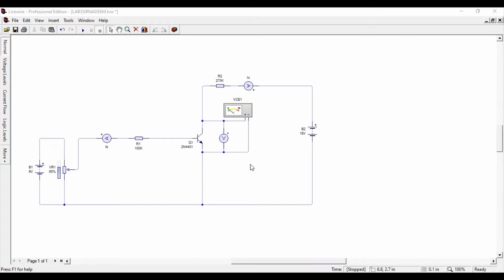For this experiment, we use a power supply, potentiometer, ammeter, resistor, NPN transistor, multimeter, voltmeter, resistor, ammeter, and power supply. The circuit was connected as shown here.